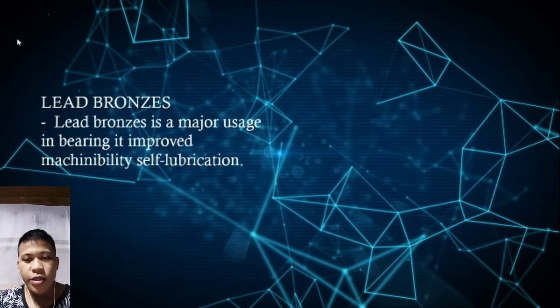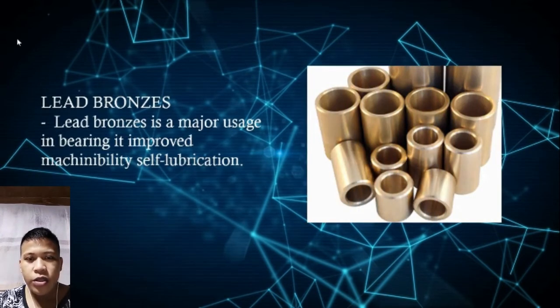Lead bronze. Lead bronze is a major usage in bearings. It improves machinability and self-lubrication. These alloys are generally a first choice for intermediate loads and speeds. They are used in machine tools, home appliances, farm machinery, and pumps. Because of its role as an internal lubricant, it reduces friction and thus heat when machining. Lead allows these alloys to be machined at much higher speeds, which results in shorter cycle times.